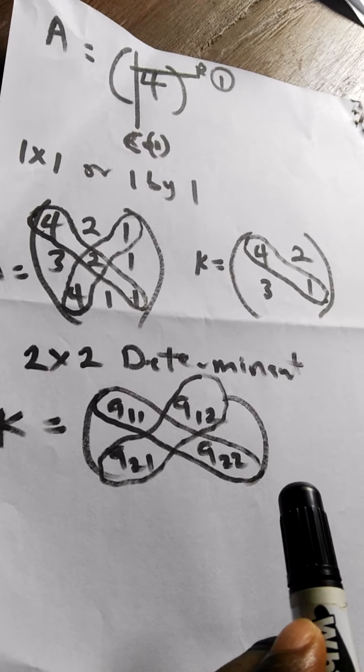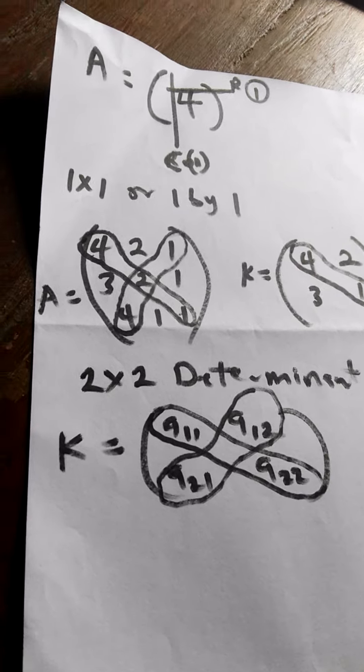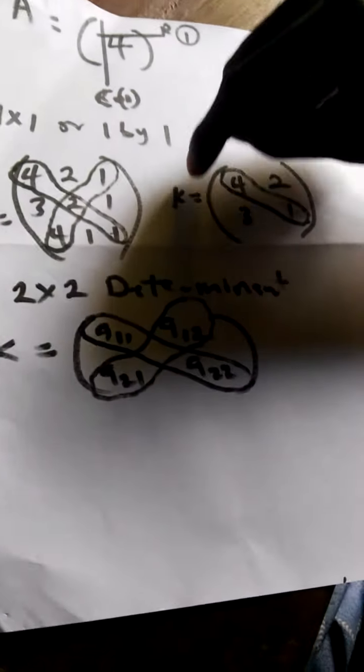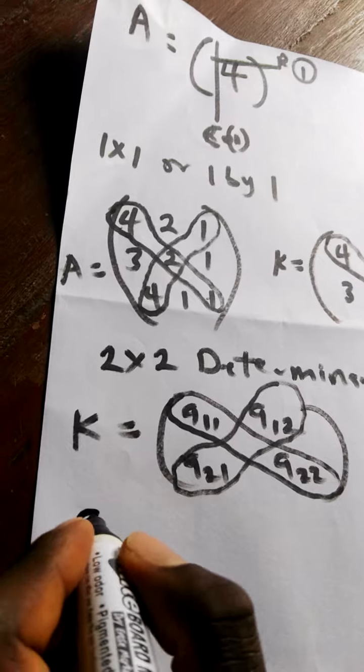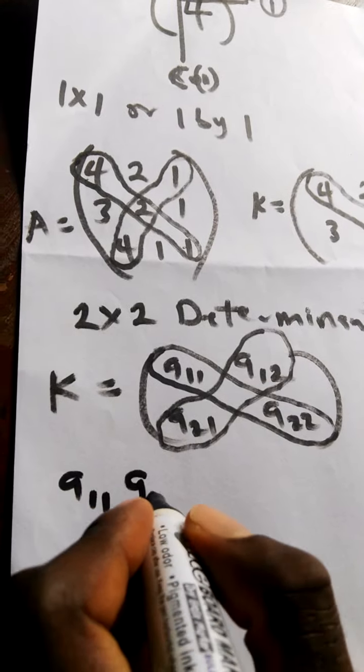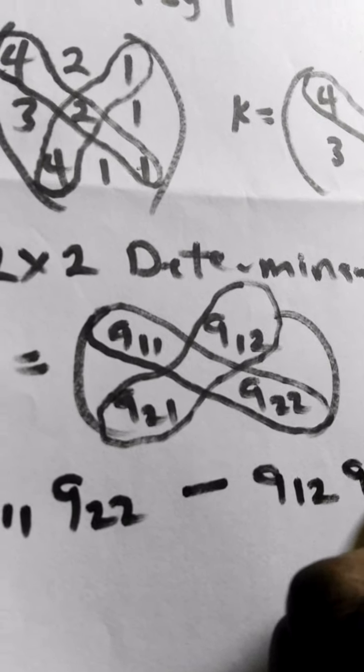Now while the off diagonal is A12, A21. Now if somebody should ask you what is the leading diagonal of this matrix K, you simply say 4 and 1 are the leading diagonal of this matrix K. Now moving on, finding the determinant of this 2 by 2 matrix is simply A11, A22 minus A12, A21.